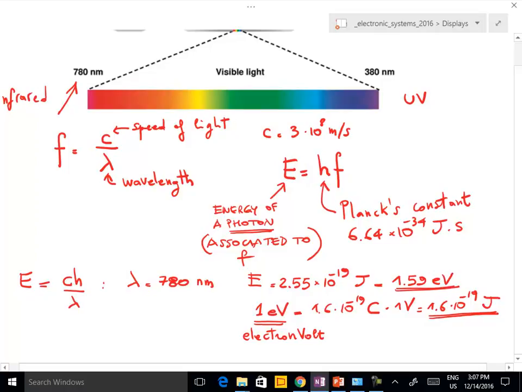Okay? So the electron volt is a convenient unit of measure for photon energies, and also for electron energies, and small particles' energies in general.